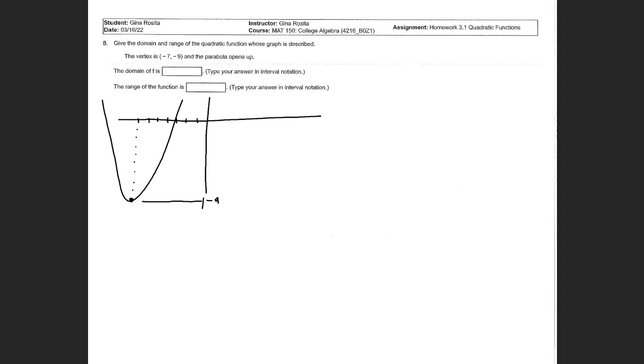From this one, we can see the domain, remember again, is from negative infinity to infinity. Now the range: look from the minimum side at the bottom to the top. So the answer is negative 9 to infinity. We can see this from the graph.